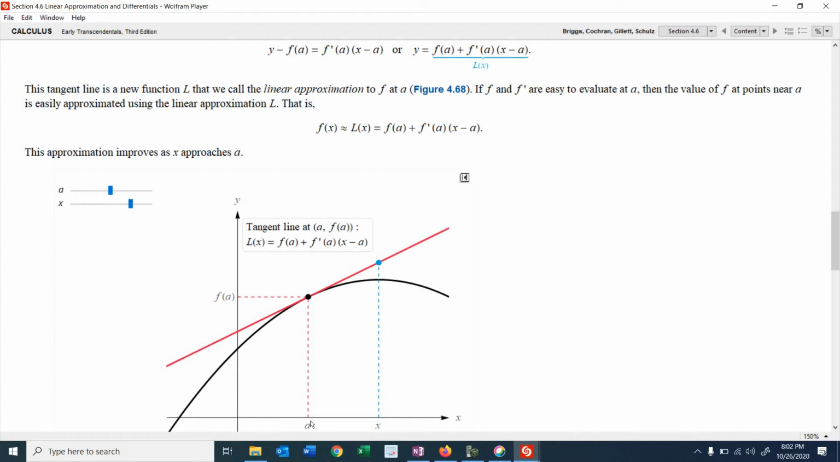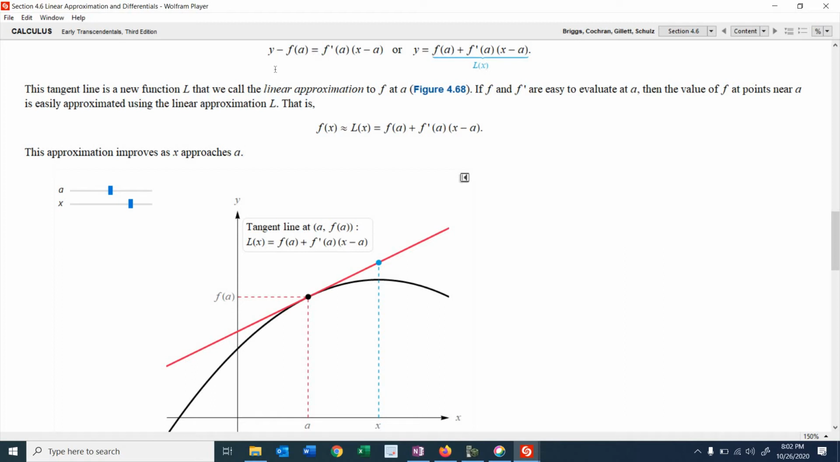Okay, well, we do know a point on this tangent line. It's at A, comma, f of A. And we know the slope of the tangent line because the slope of the tangent line is the derivative evaluated at A. And so we know a point and we know the slope of the line, right? We know a point on the line, we know the slope of the line, and so we can use the point slope formula to find the equation of the line.